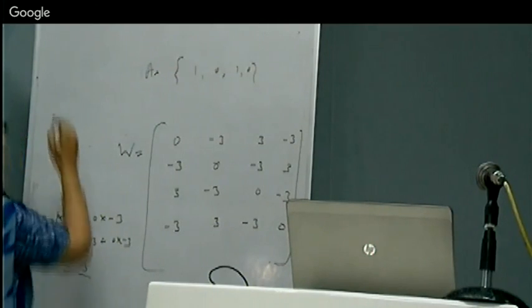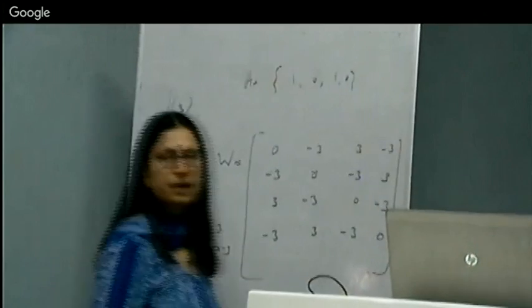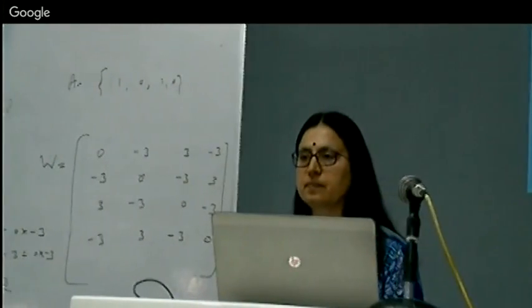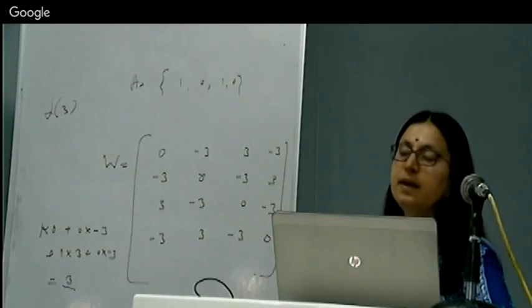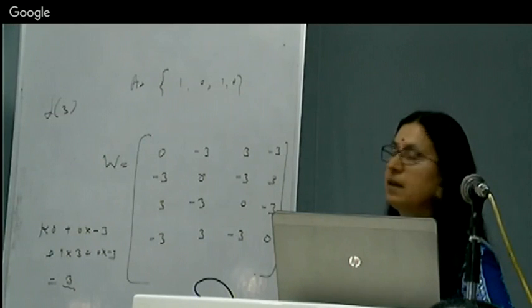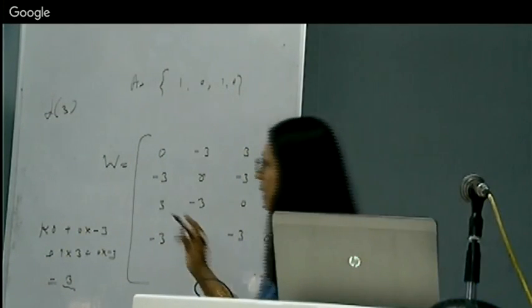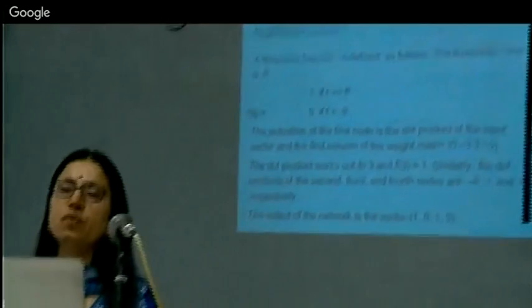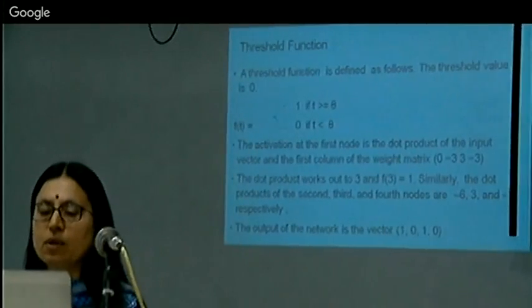So then what will be F3? Then we have to apply the threshold function. So what would be F3? If you look at the threshold function, here t is greater than 0, t is 3, and since it is greater than 0, F3 would be 1. So this is the output of your first neuron. Then similarly we have to find the output for the second, third and fourth neurons.